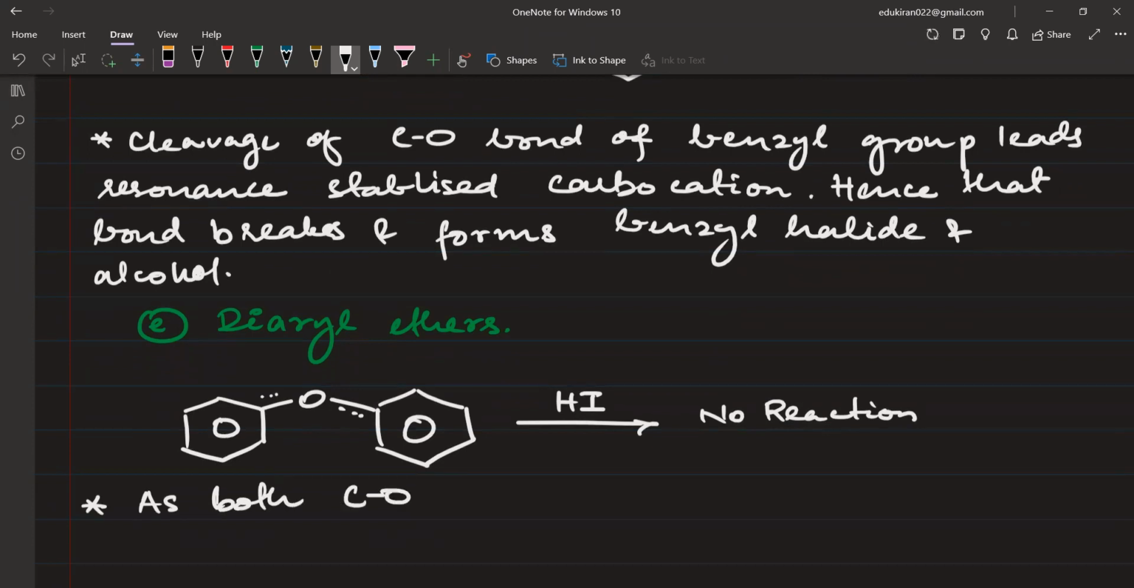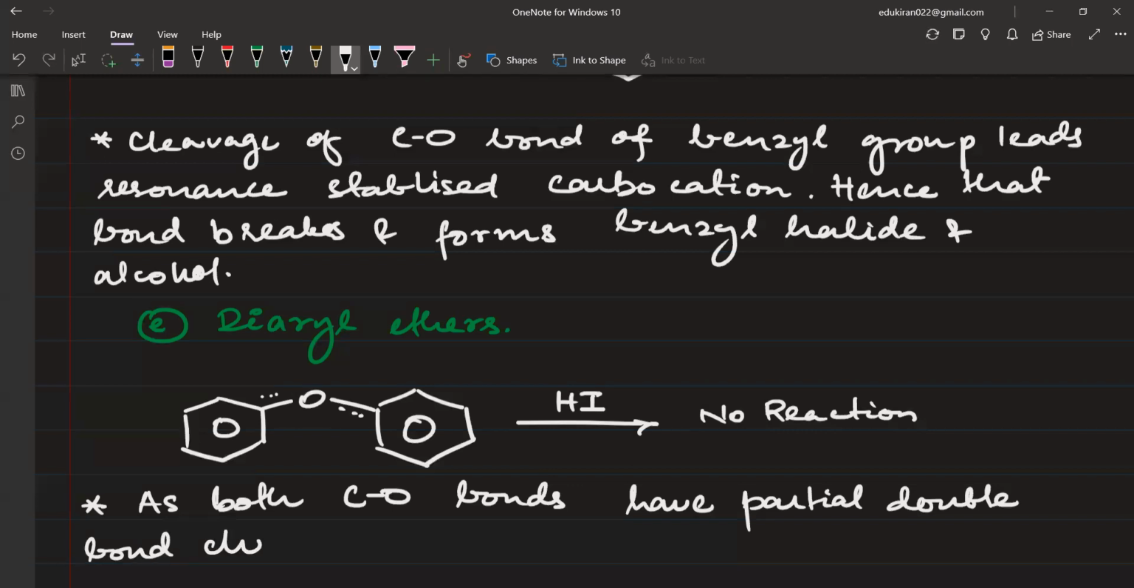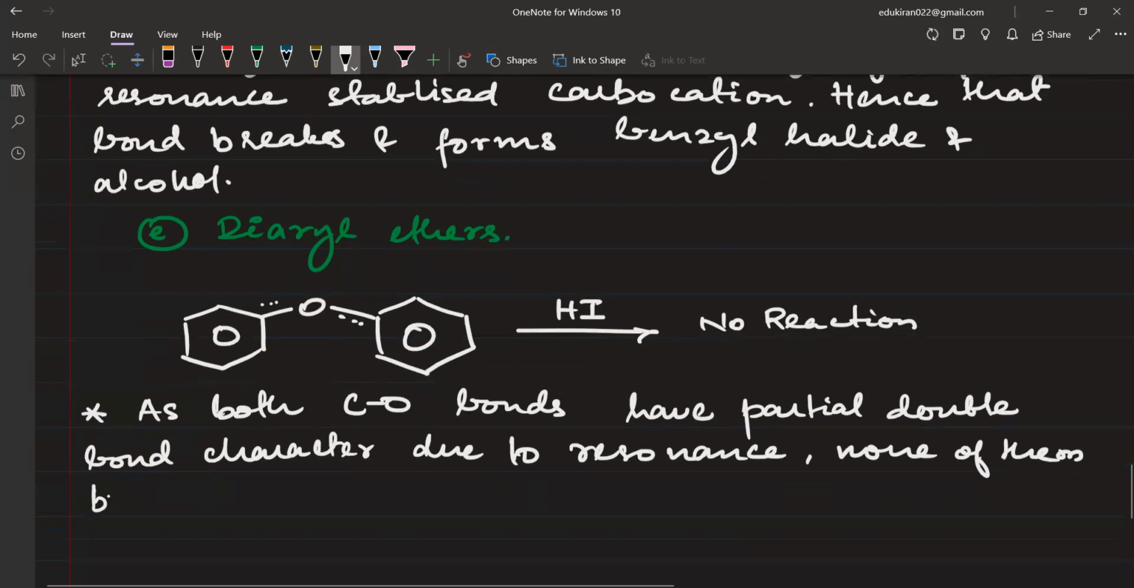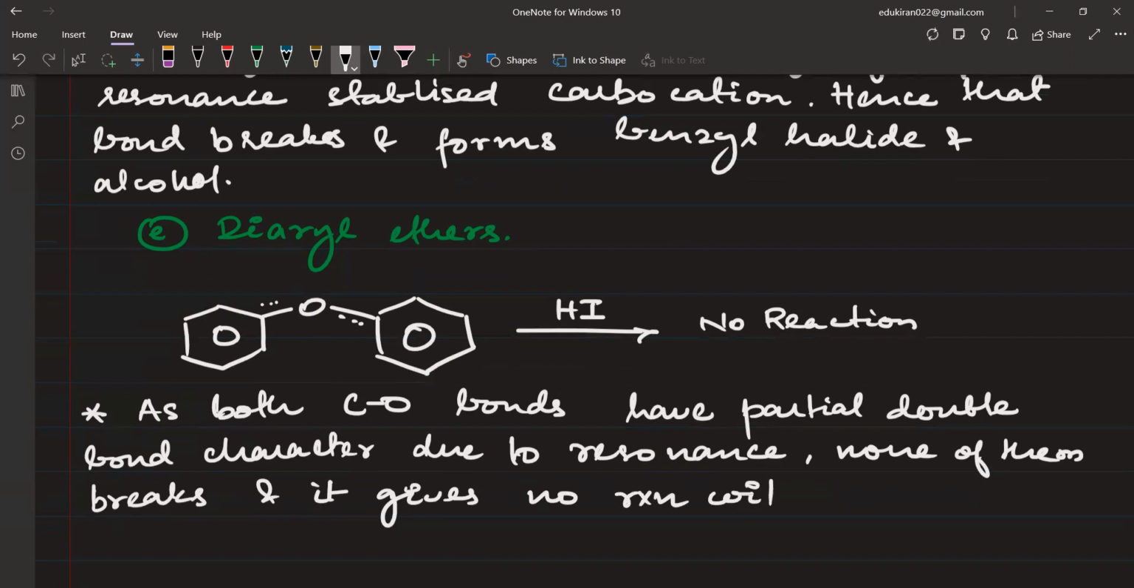As both CO bonds have partial double bond character due to resonance, none of them breaks, and it gives no reaction with HI.